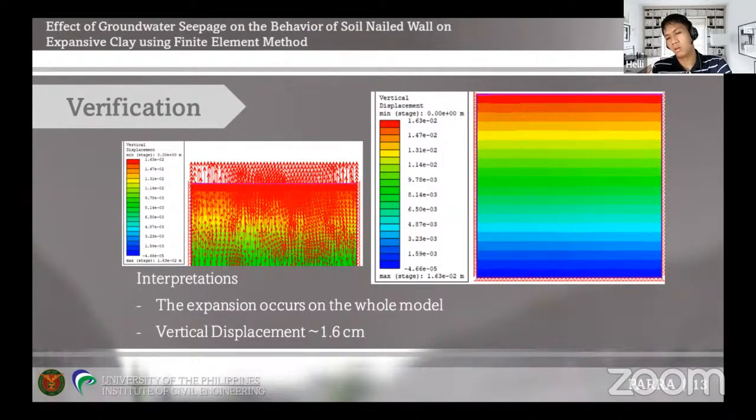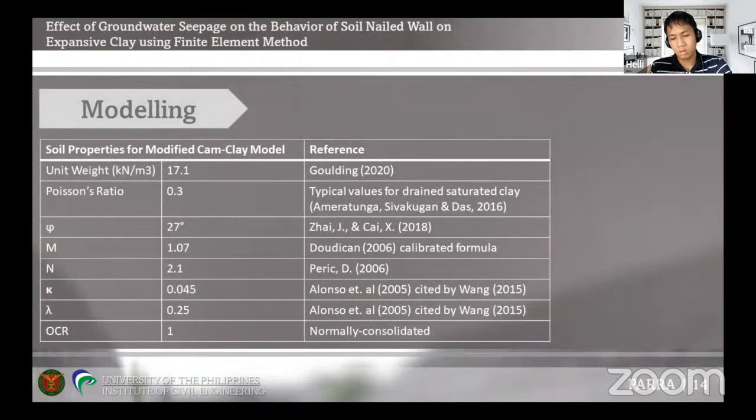However, these are just initial interpretations that need further consultation. Then after validation, the actual model will be done before the analysis. For modeling the actual project, the same properties from the verification model are used, and here are those soil properties and the references where those values are adopted.